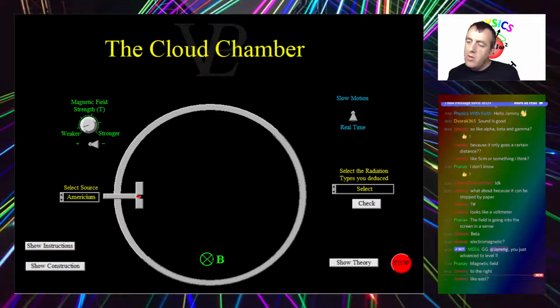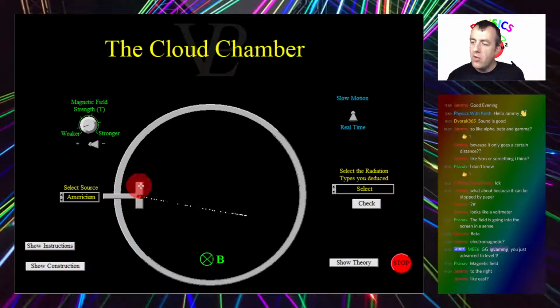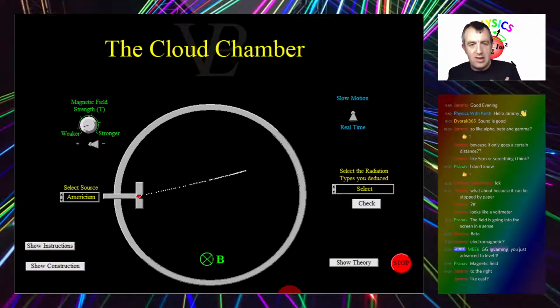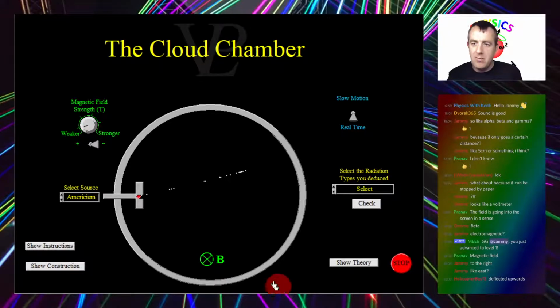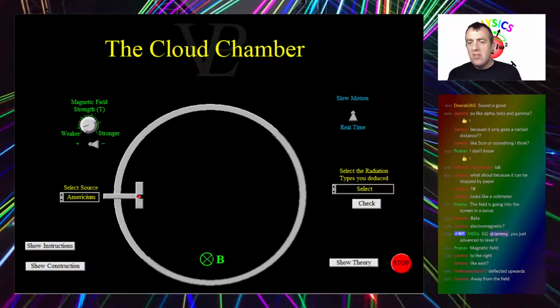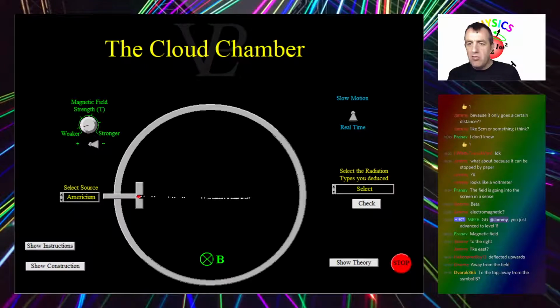Well, we're only looking at the particles that are moving to the right because this container, this housing for the radioactive source, is made out of lead all the way around the outside. So it's only the particles that happen to be moving to the right that we can see. The rest of them just get absorbed straight away by the lead. Yeah, so this to me, Helicopter Boy's right here. To me, it looks like these particles are being deflected upwards.